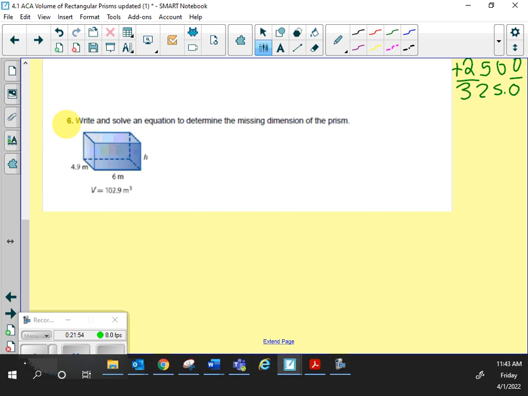All right, and lastly, let's do number 6. Okay, read the problem, and solve an equation and determine the missing dimension. They already gave us B. We need to find H. Okay, so just like always, I start with my formula. What's that formula? Big B times H. Substitute it in. Tell me what's right. I should hear multiple people telling me what to do, not talking to others. Equals six.